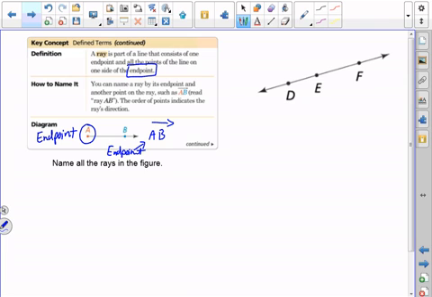Now, let's say, for instance, let's take a look at this symbol. The symbol that we use for a ray does not indicate a direction.